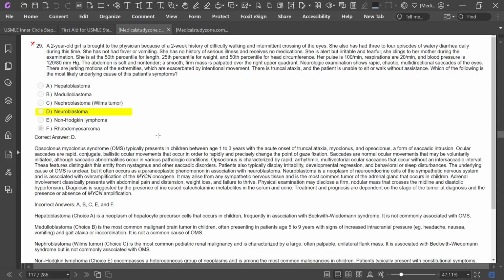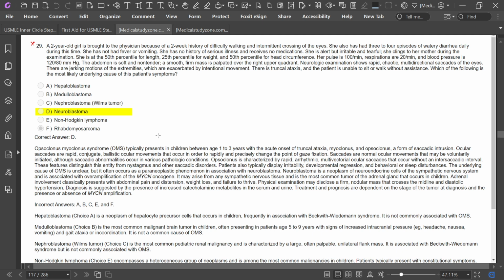neuroblastoma. Neuroblastoma is a neoplasm of the neuroendocrine cells of the sympathetic nervous system and is associated with amplification of the MYCN oncogene. It may arise from any sympathetic nervous tissue.